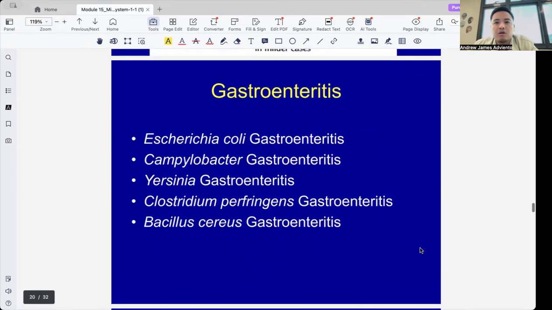Next, gastroenteritis. Gastroenteritis refers to the inflammation of the stomach and intestines. It can be caused by different bacteria like E. coli, Campylobacter, and also Bacillus cereus.